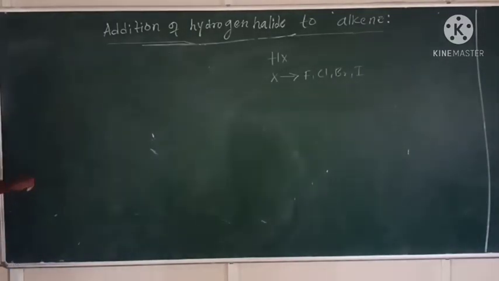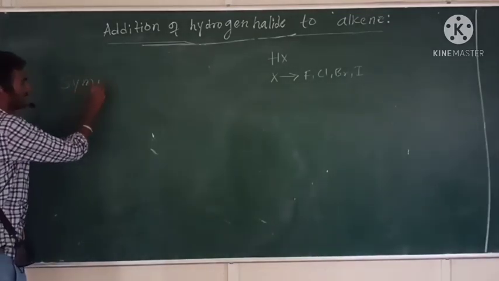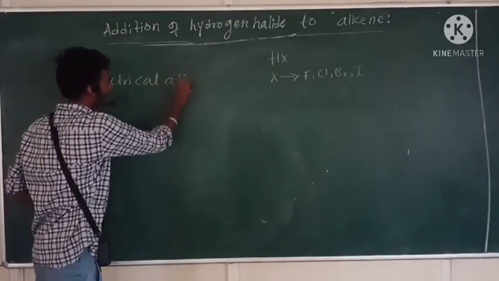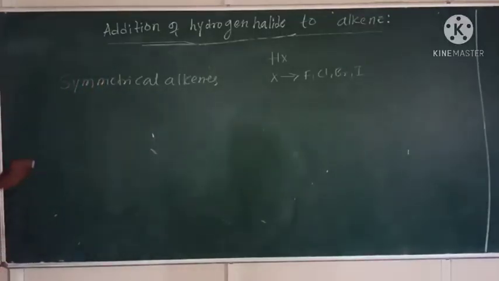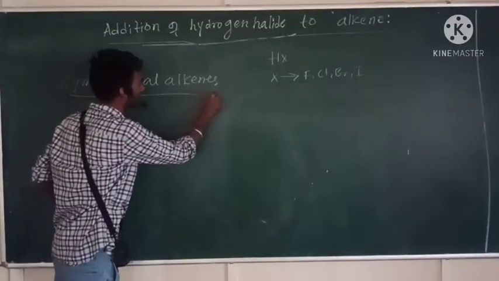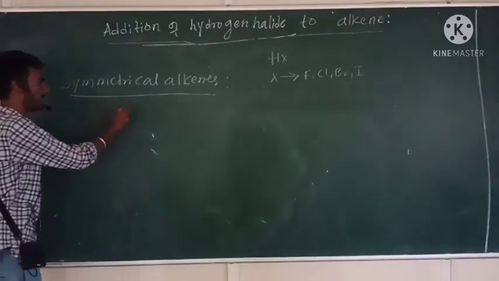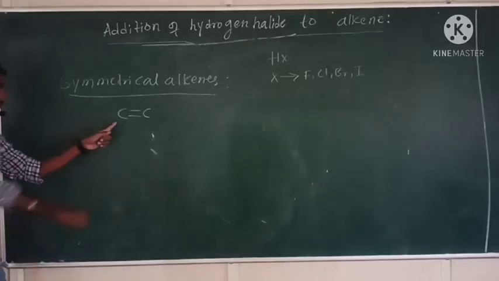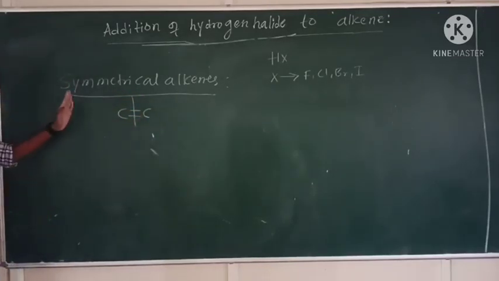In this reaction we consider two types of alkenes: symmetrical alkenes and unsymmetrical alkenes, with addition of hydrogen halide. So first, what are symmetrical alkenes? Symmetrical alkenes are alkenes having symmetry. If the alkene is divided into two parts and both parts are similar, it is called a symmetrical alkene.